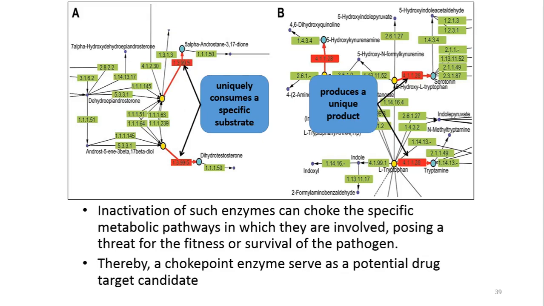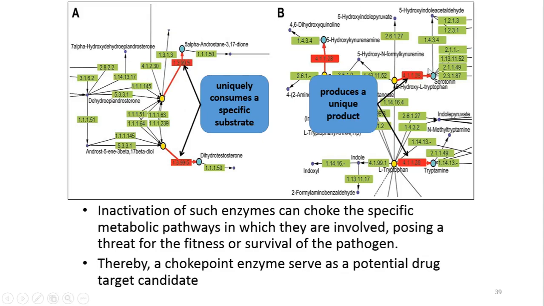So now, if we inhibit such enzymes that uniquely consume a specific substrate or produce a unique product, what would happen in this case? As you can see, since it uniquely consumes a specific substrate, what will happen? That would result in accumulation of a lot of metabolite that are consumed by a specific reaction. Okay, and accumulation might result in toxicity related death of the parasite.